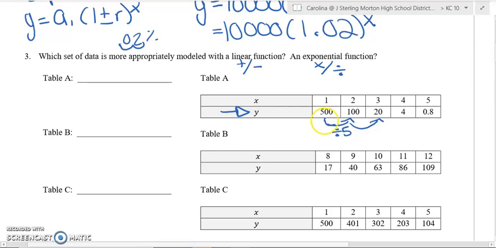I started from really high and ended up really low, which means I'm either going to be adding or subtracting. But since I'm going from high to low, I'm actually dividing. So then you have to figure out what you're dividing by. So in this one, since I'm dividing by 5, table A represents an exponential function.